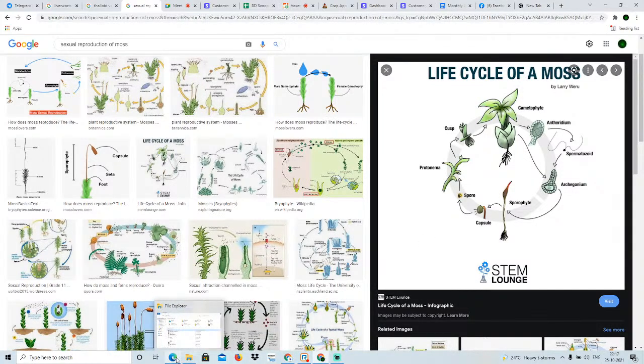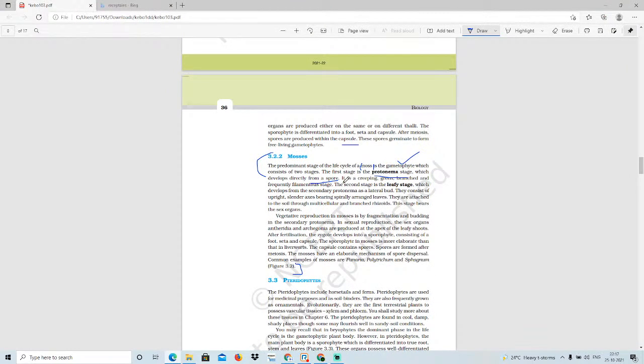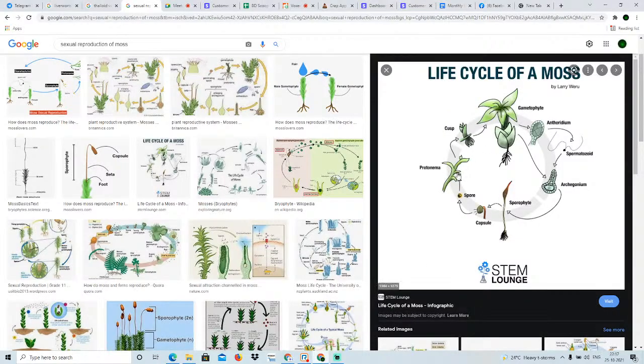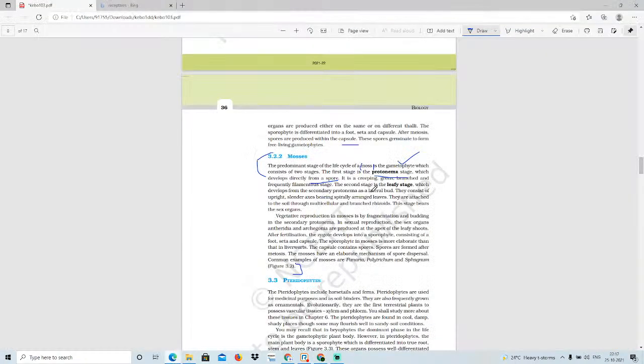And then it is a creeping, green, branched, and frequently filamentous stage. So they're talking about the protonema stage. If you look at the protonema stage, it is creeping, it is green, and it is filamentous, right? It does not have a lot of leaves. It is a creeping, green, branched, and frequently filamentous stage.